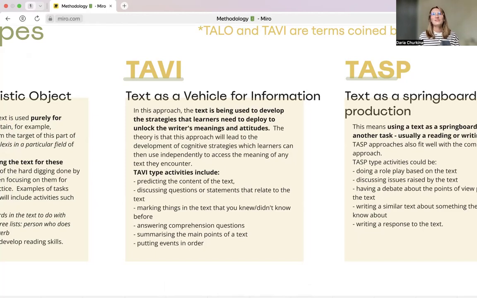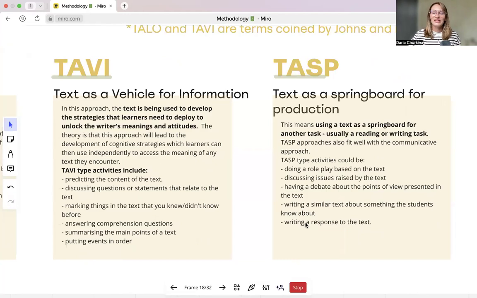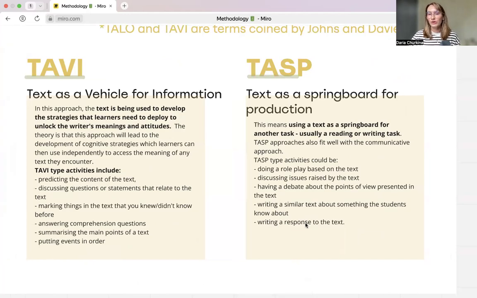So all the activities that we are familiar with and all the activities that we usually use relying on our frameworks, this is like when we use text as a vehicle for information. And the last thing here is text as a springboard for production. And this means using a text as a springboard for another task, usually a reading or writing task.